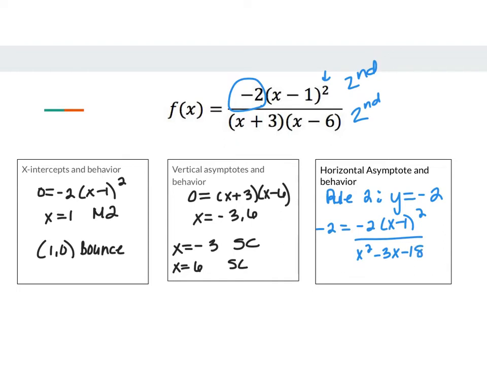As you're doing your multiplication, please remember that x minus 1 squared means that there's 2 of them, x minus 1 times x minus 1, which gives you x squared minus 2x plus 1. So just like before, we're going to start by multiplying by our denominator so it clears our fraction. Make sure you distribute that negative 2 all the way through. Then you're going to distribute that negative 2 all the way through x minus 1 squared.